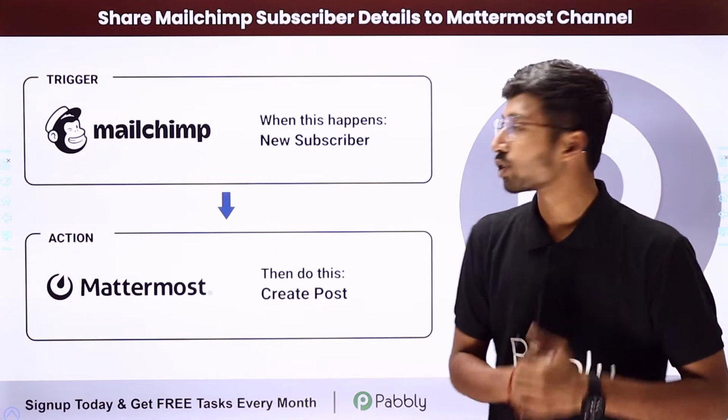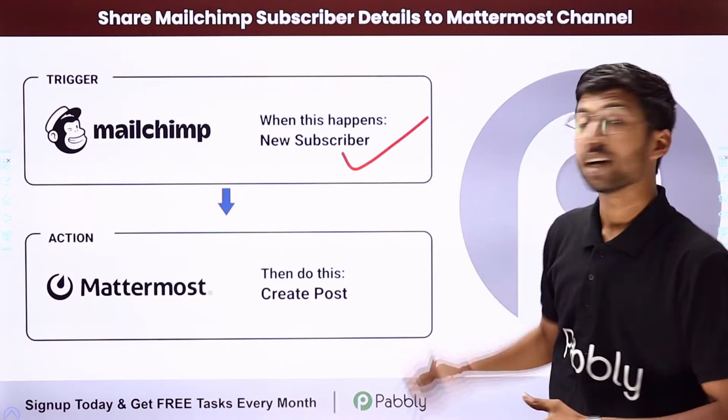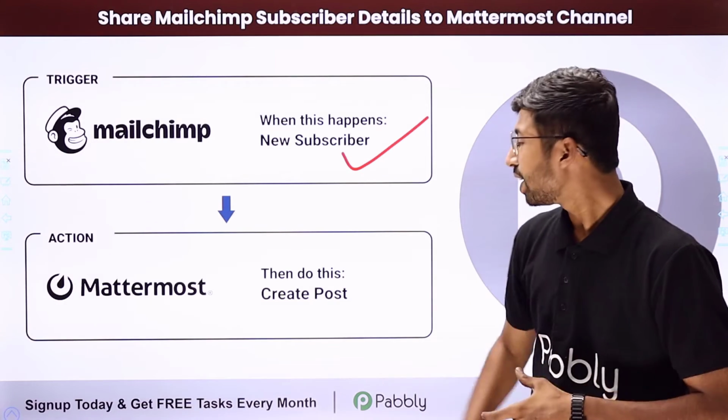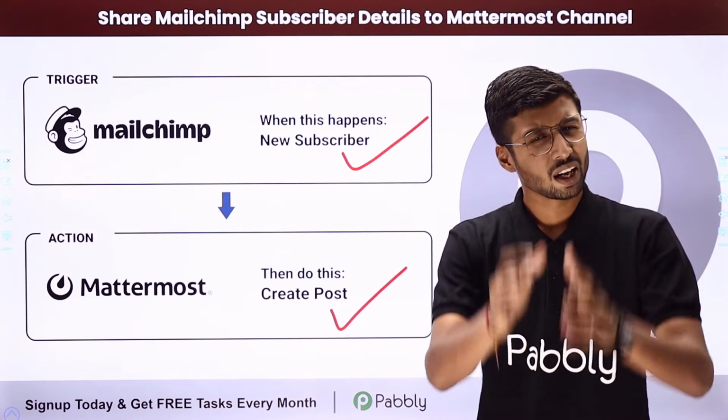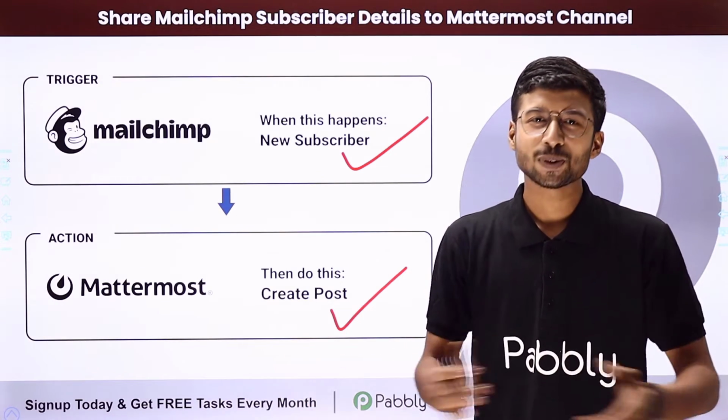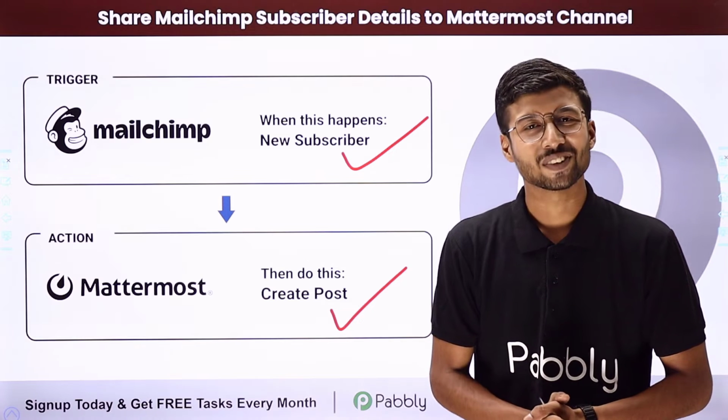So the trigger of this automation will be addition of a new subscriber in Mailchimp, and the action will be creation of a post or creation of a message on our Mattermost channel. Now how can you set up this automation? To know this, you have to come with me to my screen.